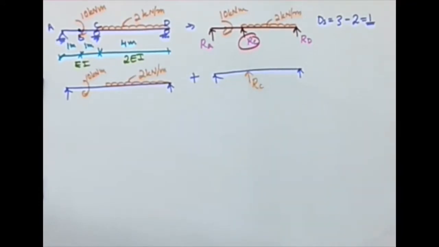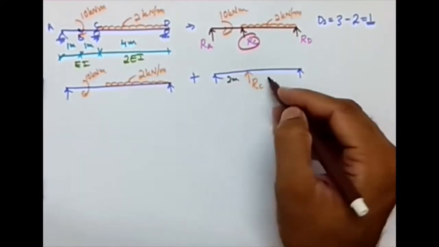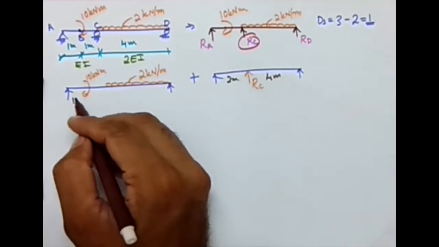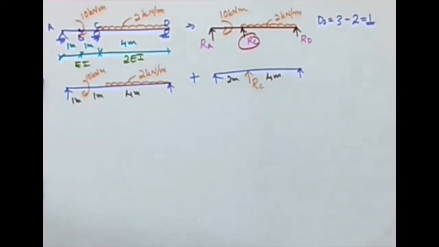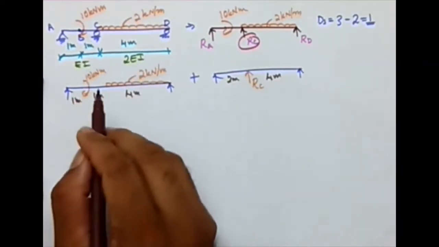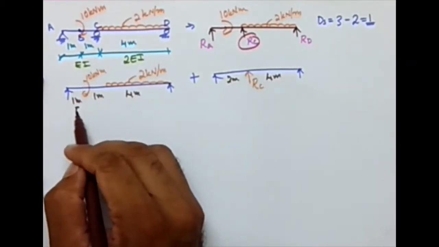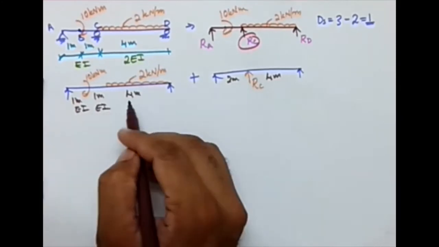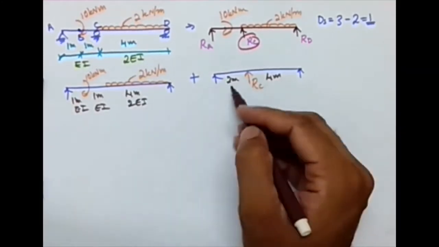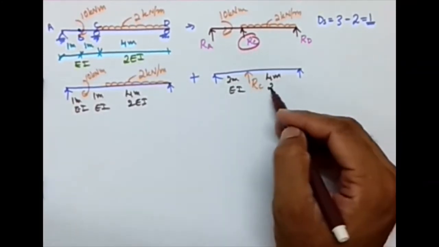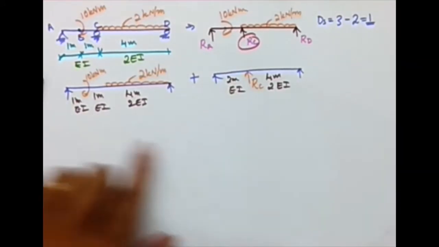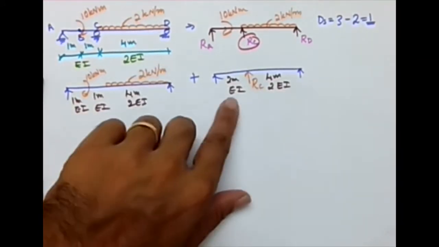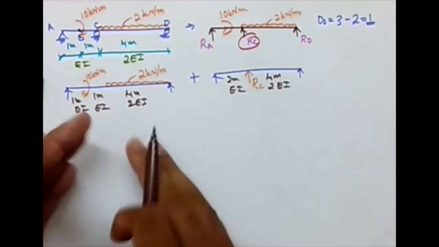So this is 2 meter, this is 4 meter. Here I have 1 meter, 1 meter and 4 meter, and we should be very careful because the flexural rigidities are different. For this portion it is EI, EI and 2EI. Here it is EI and 2EI. That's a very common point where we make mistakes. While substituting into the equations, we may tend to forget this EI and 2EI difference. So I have the subplots.